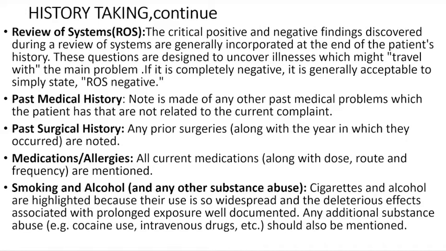Those with chronic alcohol consumption may have alcoholic liver disease, for example, and this may end with chronic liver disease and liver cirrhosis, and this ends with liver failure. Any additional substance abuse, for example, cocaine use, intravenous drugs, etc., should also be mentioned. Heroin and other substances should be mentioned because these may have an impact and may be a cause for the patient's problem.